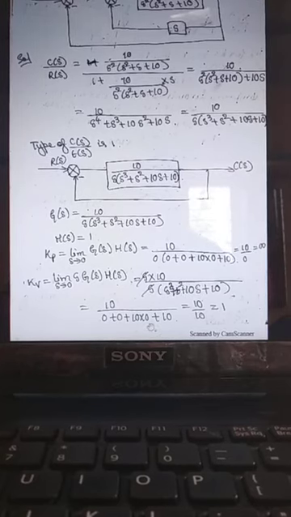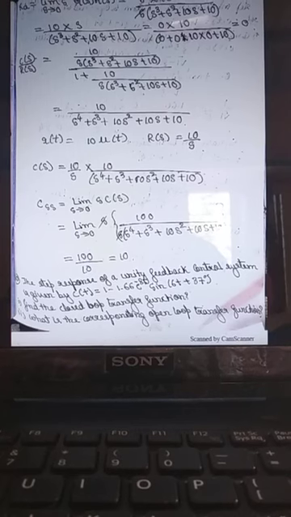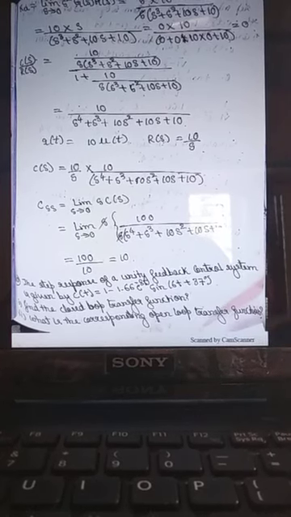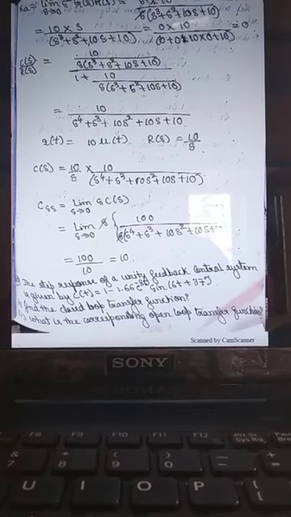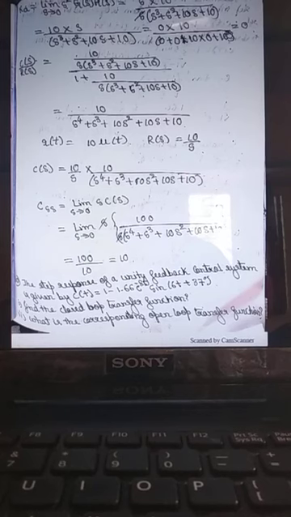Next Ka. Ka is equal to limit s tends to 0 of s square G(s)H(s). Here s gets cancelled, you will remain with s into 10 divided by s to the power of 3 plus s square plus 10s plus 10. If you substitute 0 in place of s, you get 0 into 10 divided by 10, you will get 0 value.